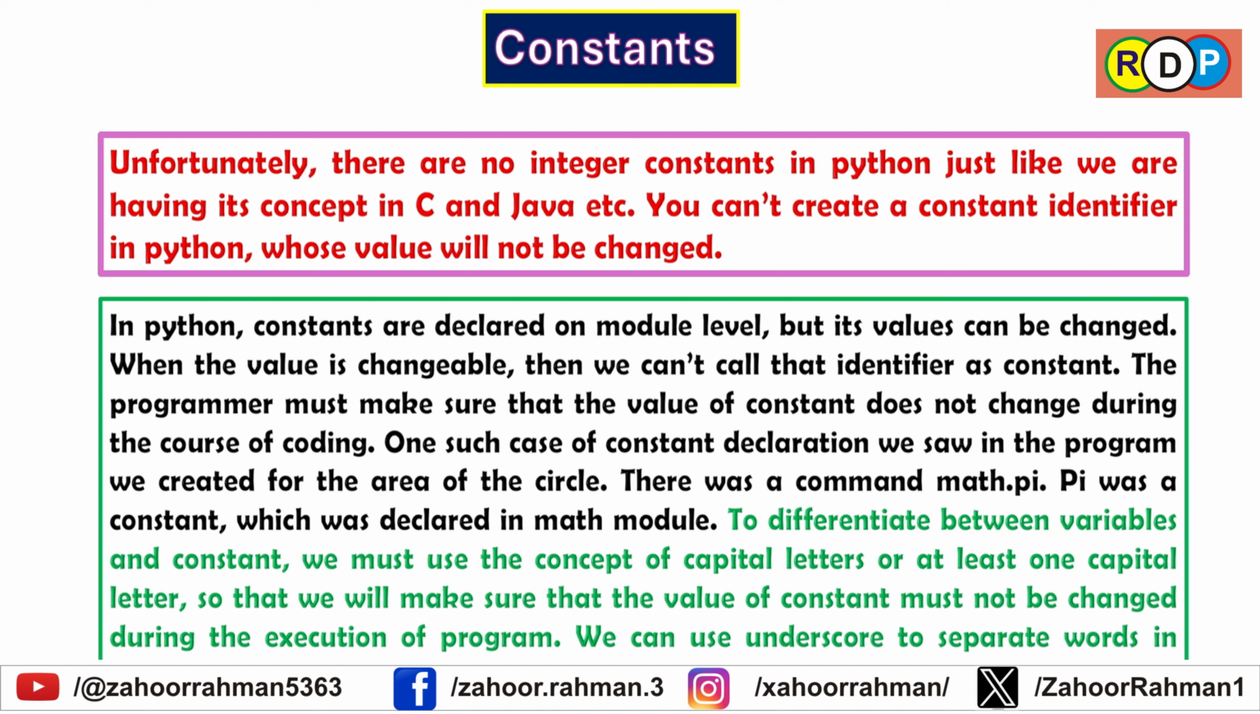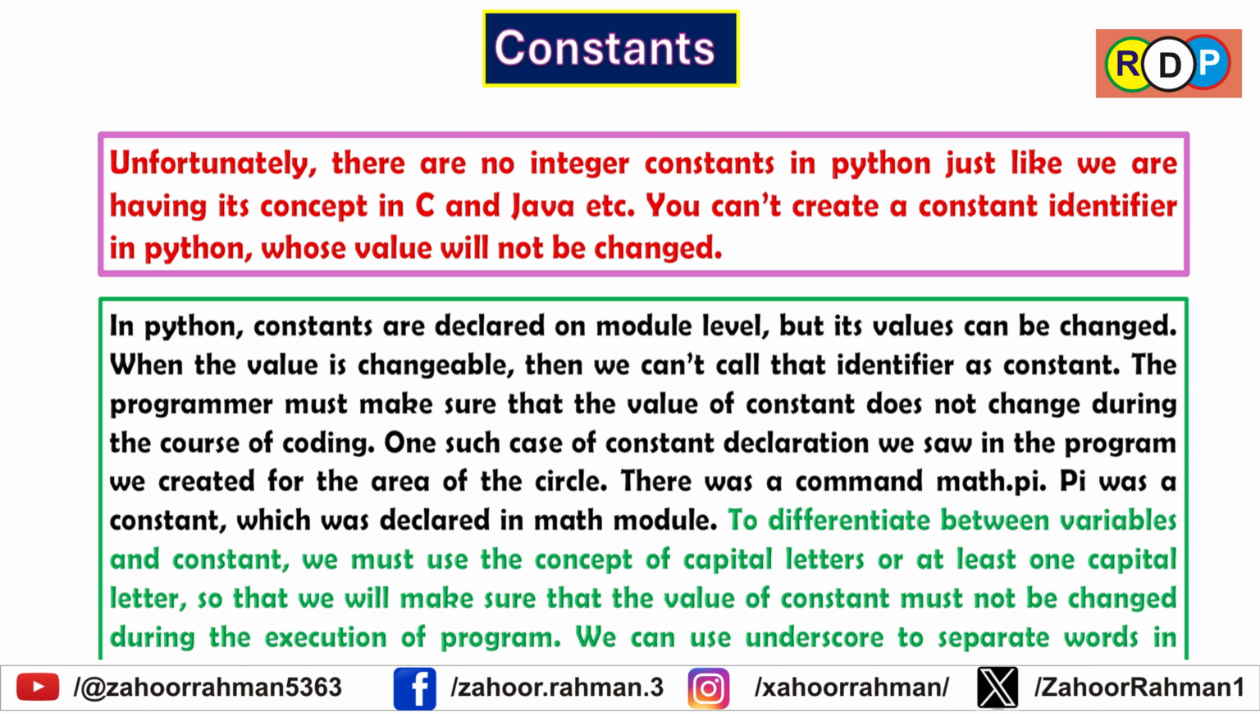Now, because there is no concept of constant, we can declare a variable and assign it a value at the time of initialization. But how will we differentiate between variables and constants? Now, in the green text I have written, to differentiate between variables and constants, we must use the concept of capital letters, or at least one capital letter, so that we will make sure that the value of a constant must not be changed during the execution of a program.